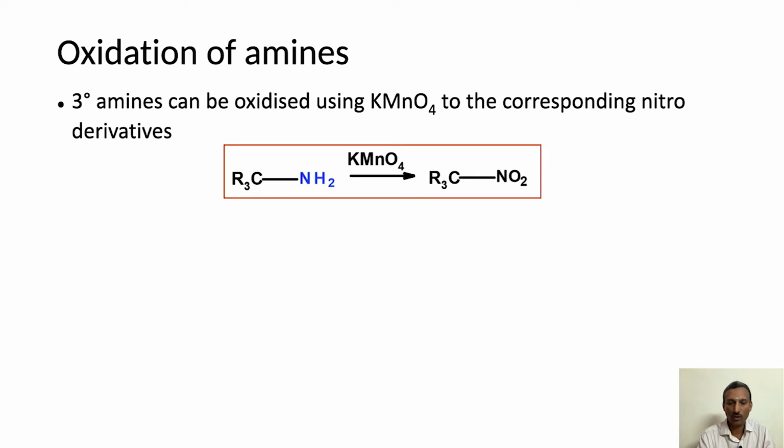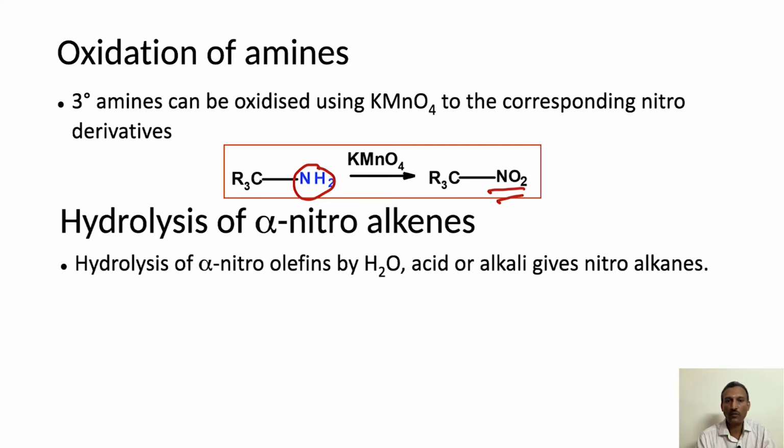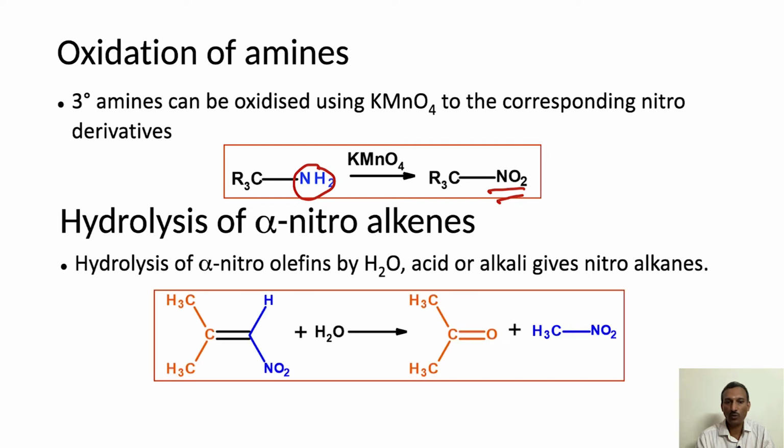That's what this amino group can be converted into the nitro group in the presence of KMnO4, which is a strong oxidizing agent. Hydrolysis of alpha nitroalkene can also lead to the final product. So we have the alkene unit, we have the nitro compound here. So this alpha nitro olefin can be hydrolyzed using water to give the carbonyl compound and the nitro compound as another product.